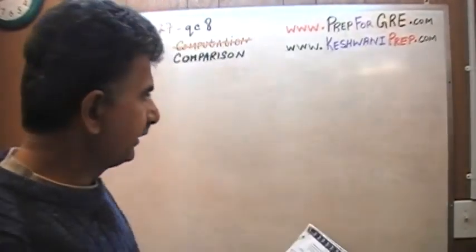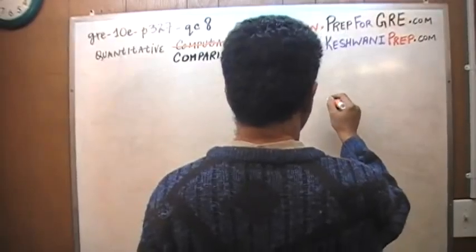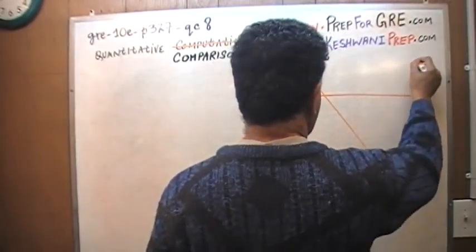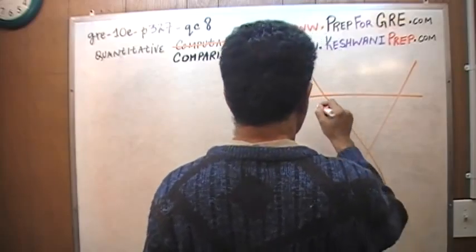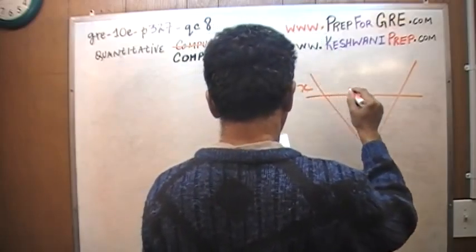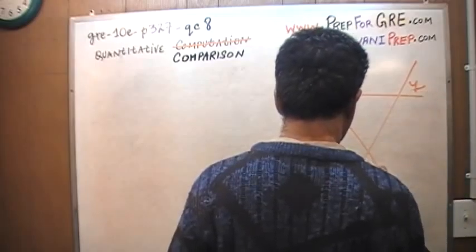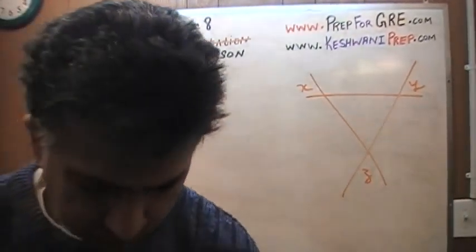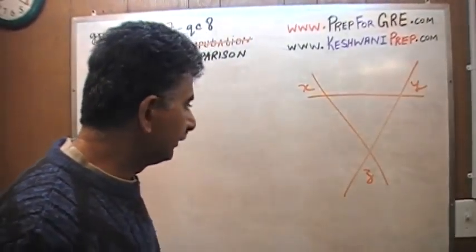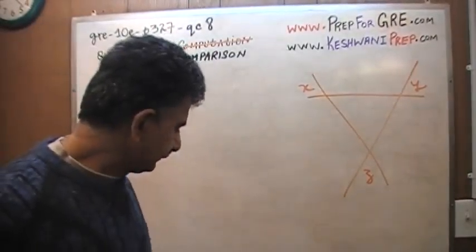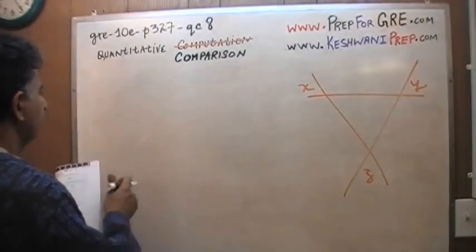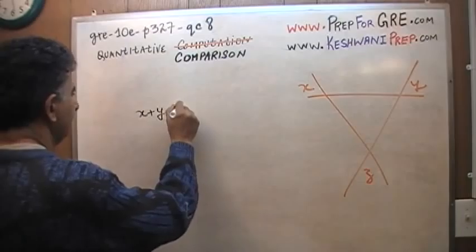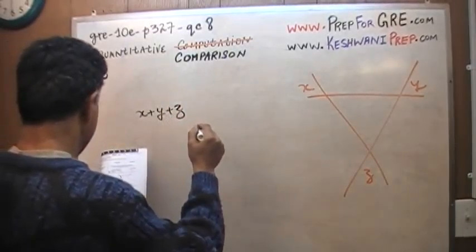They give you a picture here, with X degrees, Y degrees, and Z degrees. And they want us to compare. Let's see what they want us to compare. They want us to compare X plus Y plus Z versus 150.